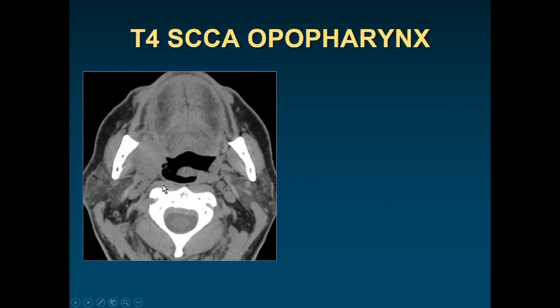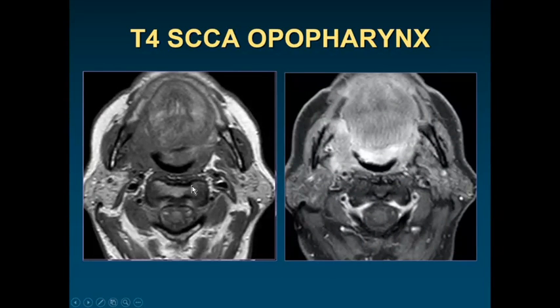This patient here has some subtle asymmetry in the right base of tongue, but note there's some effacement of the adjacent fat planes next to the pterygoid muscle. This patient, I think, had renal failure or some issue where they couldn't get contrast, so it's hard to appreciate that this T4 squamous cell carcinoma was invading the adjacent structures. They did get a follow-up MR where now you can really appreciate the low signal on T1 in the mandible and the enhancement that makes this a T4 squamous cell carcinoma of the oropharynx.